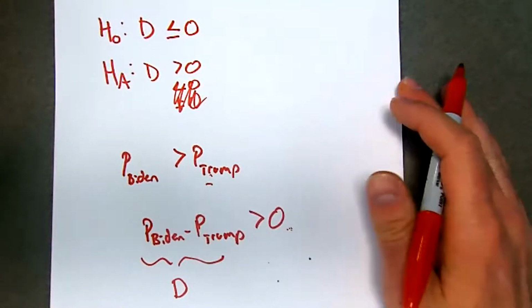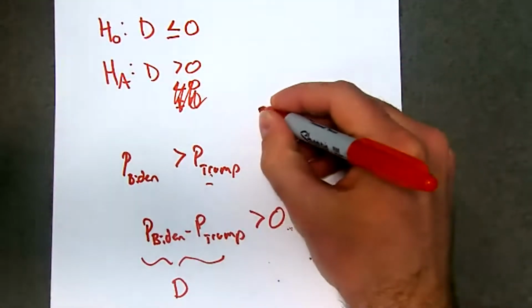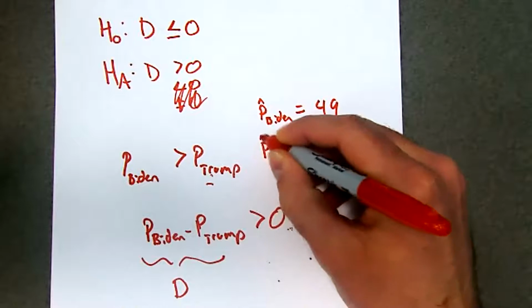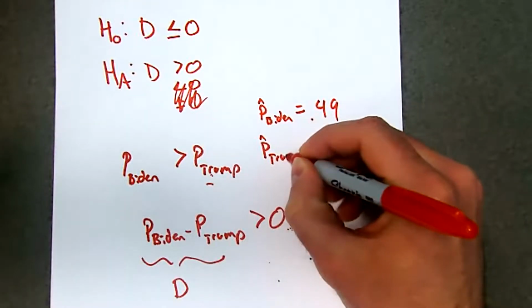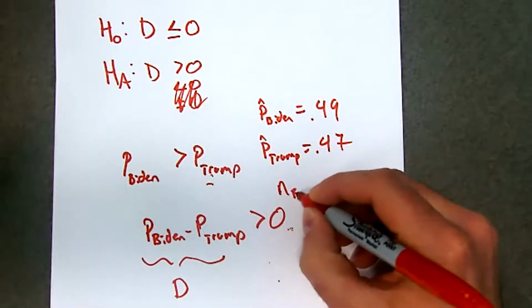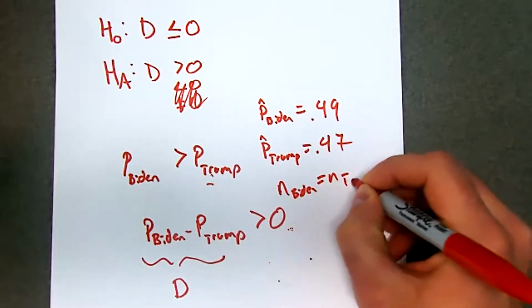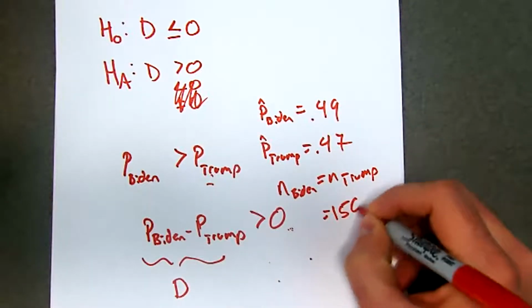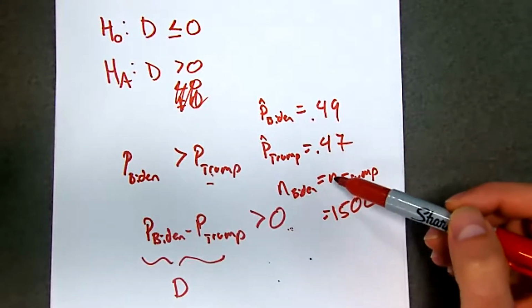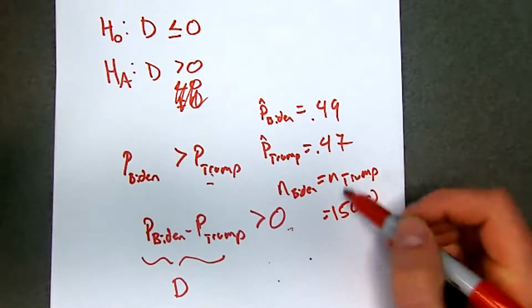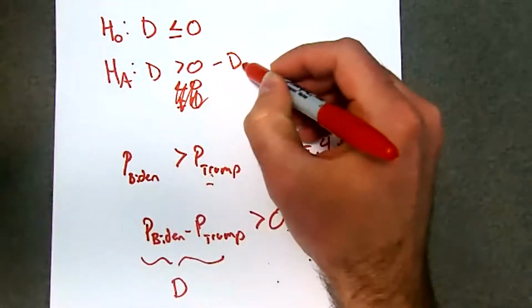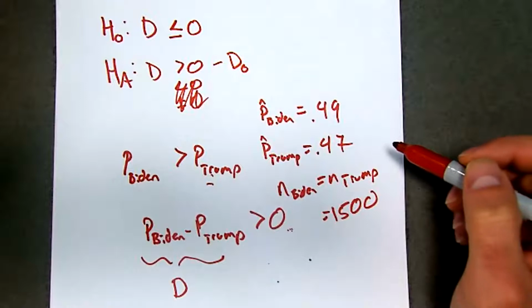From there, right, it's a matter of identifying what we were given in the problem. So I believe the sample proportion for Biden was what, 0.49. Sample proportion for Trump was 0.47. Our sample size is kind of a unique one where it's coming from the same survey. So the sample sizes are actually the same, which is that 1,500. Well, at this point, I have everything that I need, right, to plug into my test statistic. So I've got my sample proportions, 2 sample sizes, and I've got this assumed true difference of 0. Okay? Well, that's everything that I needed.